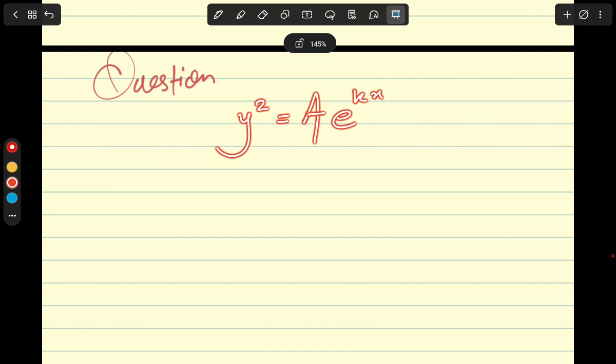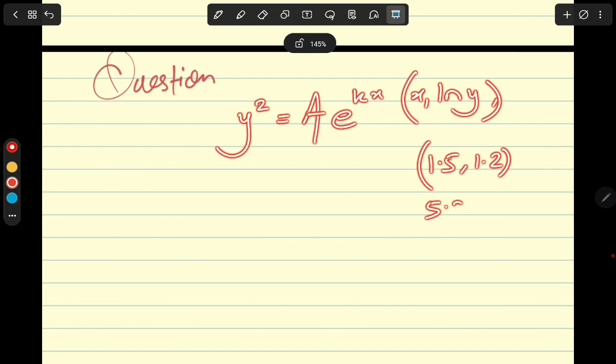Now, the graph of ln y against x. So now they're saying that if you plot ln y against x, right? It gives you two coordinates, 1.5 comma 1.2. So when x is 1.5, ln y is 1.2, and when x is 5.24, ln y is 2.7.